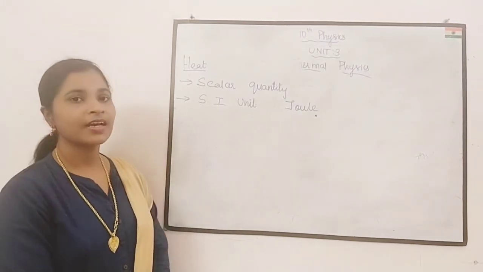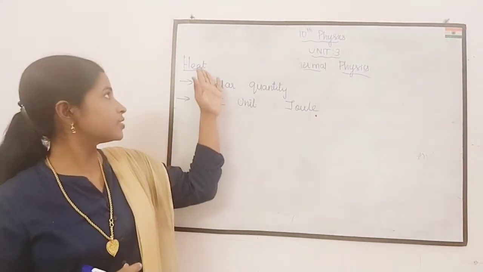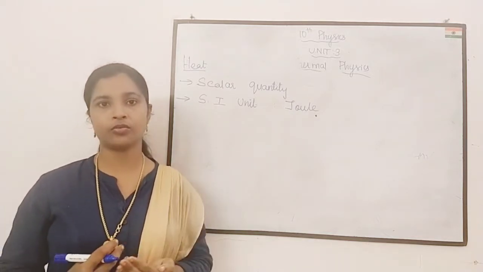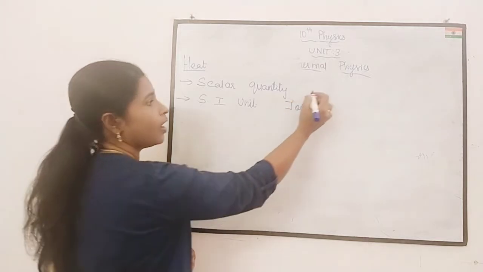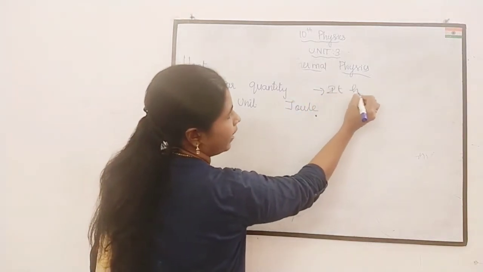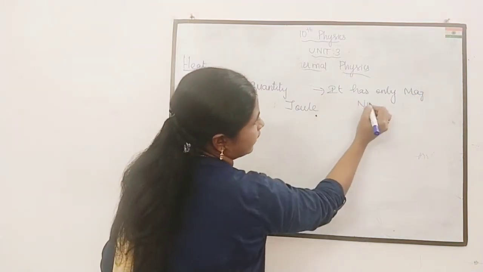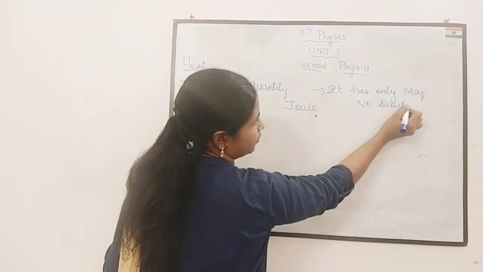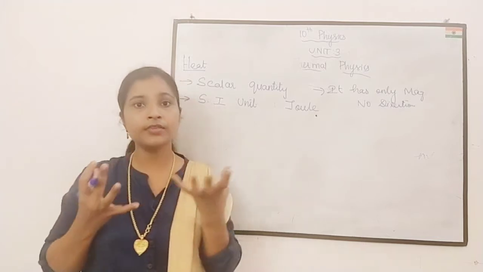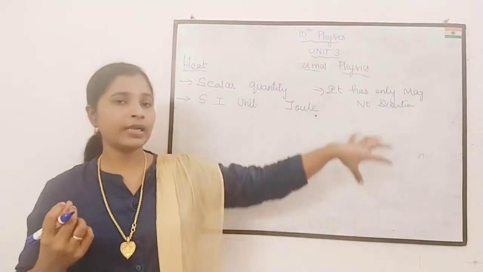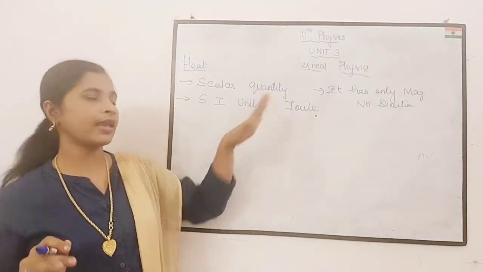The next one is, what is this heat? Is it a scalar or a vector quantity? Yes, heat is a scalar quantity. Why is it a scalar quantity? Because it has only magnitude and no direction. We cannot say a direction for it. It has an amount, so much temperature, and we can measure it. So it has only magnitude and no direction, so it is a scalar quantity.